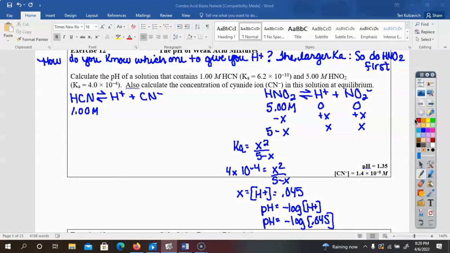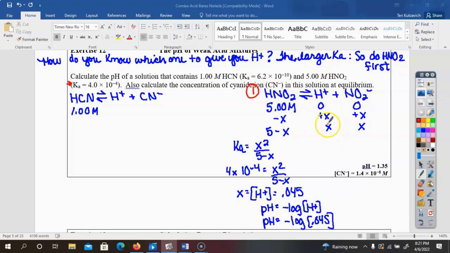All right, so hopefully you got some leeway on this. I just started by writing down my dissociation equations, and I put down the concentrations of each of these, which I got from my problem. I then debated, which one do I use first? How do you know which one is going to give you the most H plus? The one that has the largest Ka is going to give you the most H plus. So HNO2 has the largest Ka, so you want to do this one first.